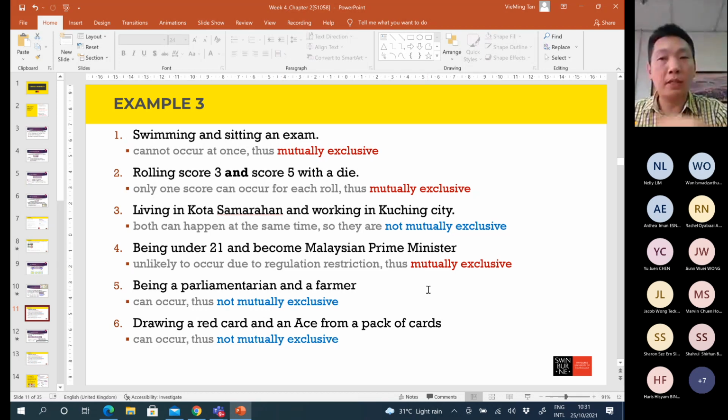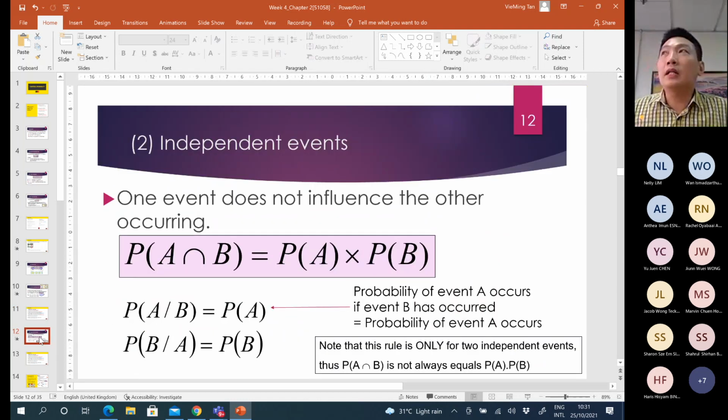Okay, so the rest you can just read through by yourself. All right, next: independent events. What is the meaning? A and B are independent events if event A will not influence event B happening and vice versa. If A does not influence the probability of B happening and B also does not influence the probability of A happening, then we can conclude A and B are independent events.